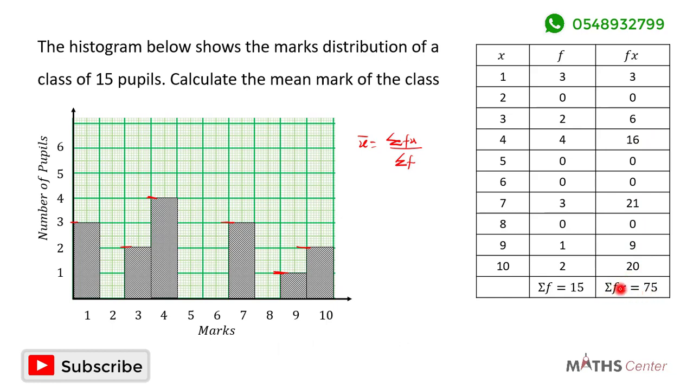We have sigma fx and sigma f, so we can find the mean. As we said here, the mean will be equal to the sum of fx divided by the sum of f. That is sigma fx divided by sigma f. And this will be 75 divided by 15, which is 5. So it means that the mean mark of the class is 5.